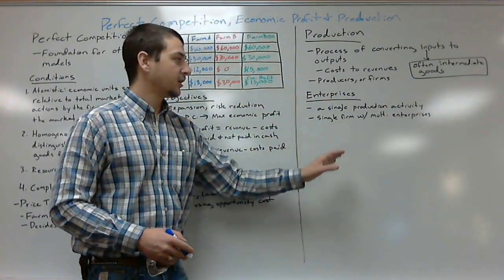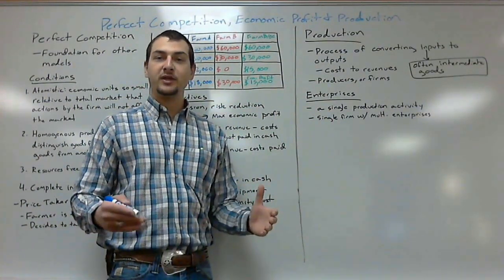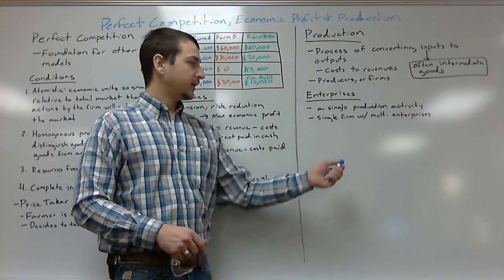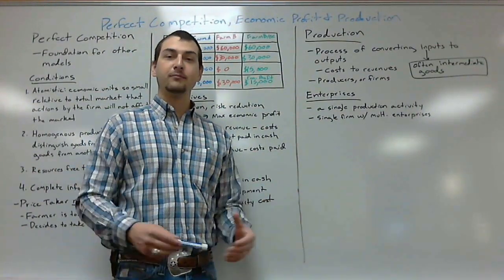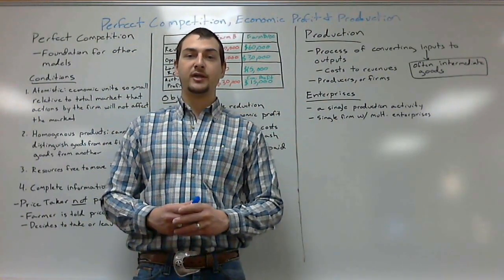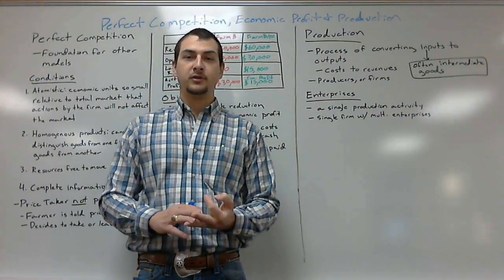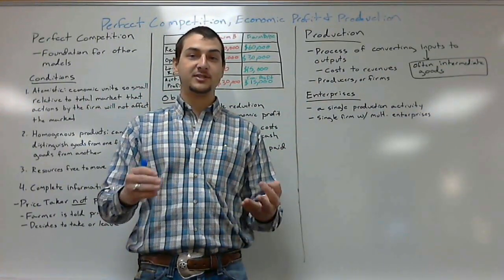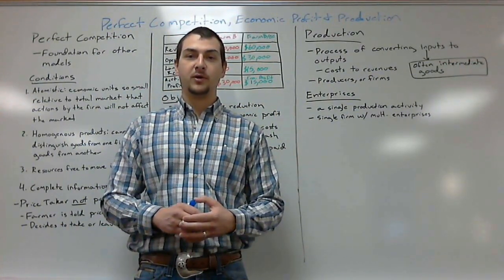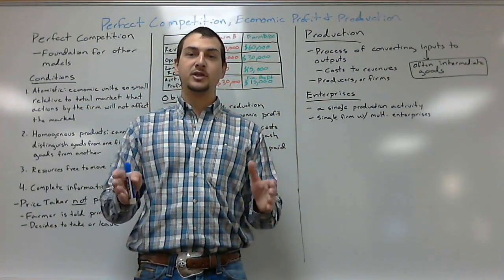And then the next thing I'd like to talk about is an enterprise. An enterprise would be a single production activity within a firm, a single economic production activity. So a single firm can often have multiple enterprises. Let's look at just a farmer or a rancher. Let's say you have a rancher that produces alfalfa hay, corn, and also cattle. Well, the cattle would be an enterprise because that's a single production activity. The alfalfa would be an enterprise, and the corn would be an enterprise. And the reason for that is that cattle is a single production activity.